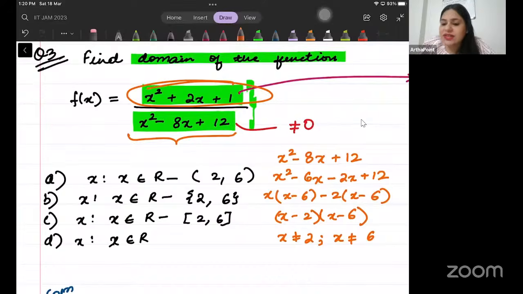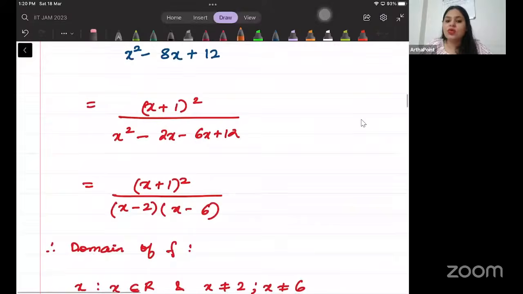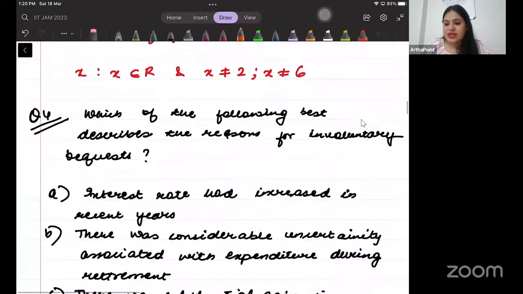So I understand that x takes all real values except 2 and 6. So my set consists of only 2 and 6, not 2 to 6. So except 2 and 6, it consists of all real numbers. And that is the answer to your question. Okay. Now let's come to the next question.